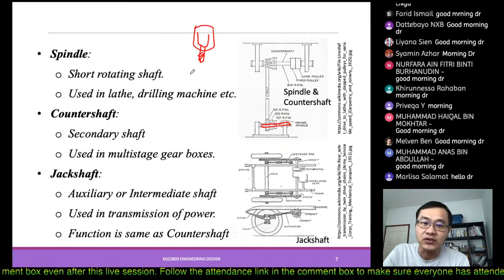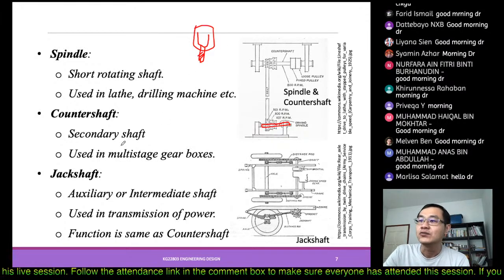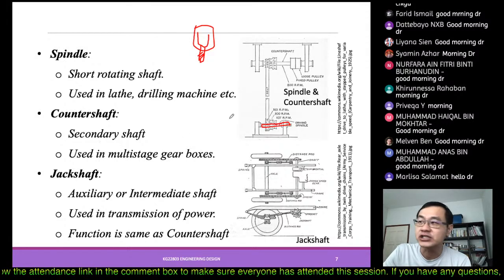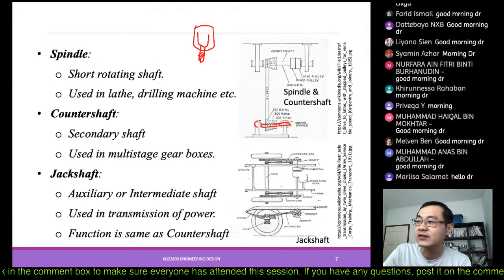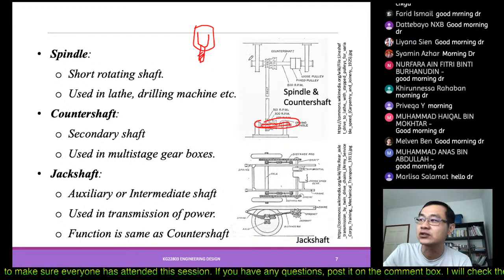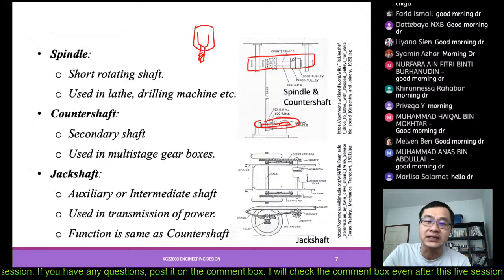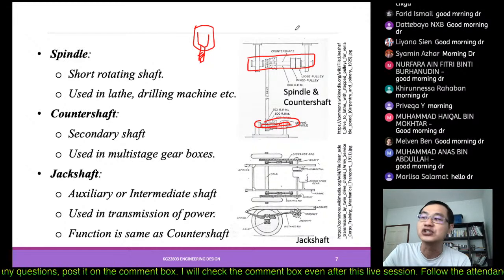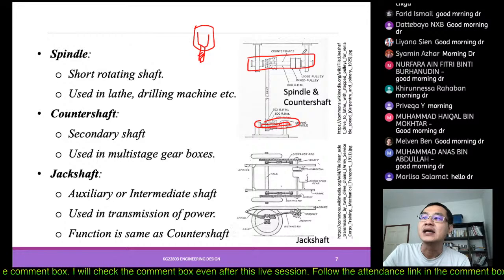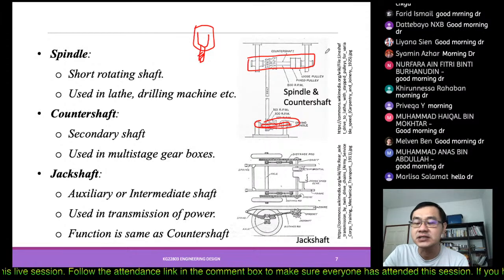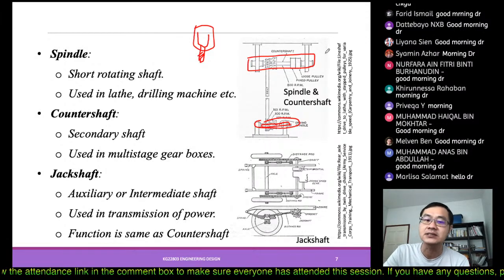Then we have also a counter shaft, which acts as a secondary shaft itself. So we have the main driving spindle, connected to the secondary shaft, which may connect to other machines. We call this a secondary shaft or counter shaft. It may be used in multi-stage gearboxes and other things, right?